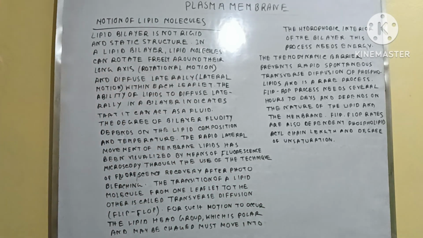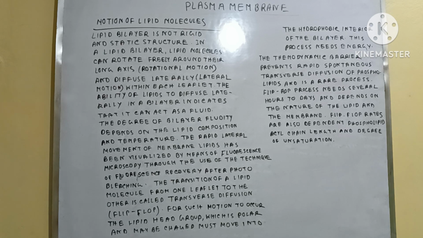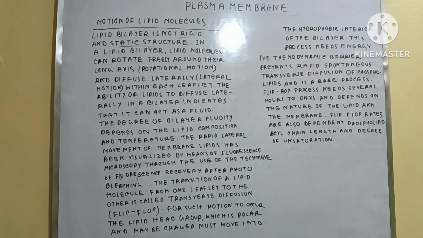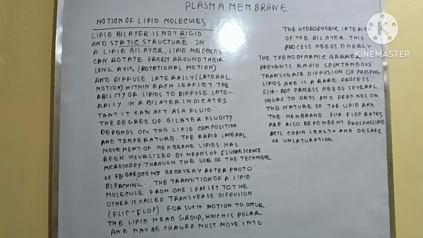This topic is the motion of the lipid molecules. What is the motion of the lipid molecules? The lipid bilayer is not a rigid and static structure. In the case of the cell wall in plant cells, the cell wall is a rigid structure because lignin and cellulose are both present. But the plasma membrane is not rigid; it is very elastic, you can say. The elasticity is there in the plasma membrane.